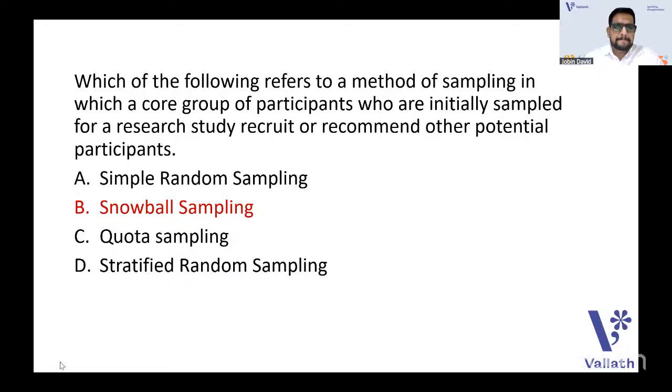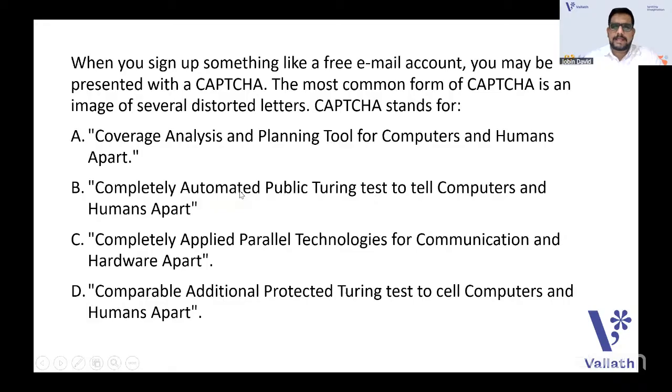When you sign up for something like a free email account, you may be presented with CAPTCHA. You are very familiar with the CAPTCHA. That means you should enter the CAPTCHA. The most common form of CAPTCHA is an image of several distorted letters, mostly distorted letters or numbers. We know what CAPTCHA is, but what is the full form of CAPTCHA?